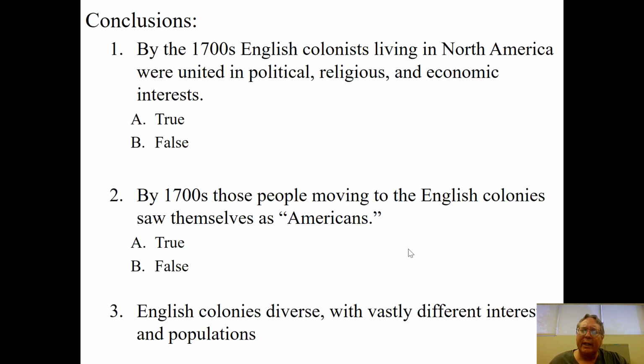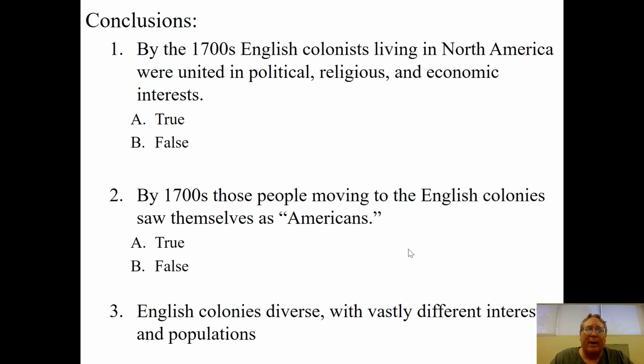Now, a couple things I want to end with, a couple more questions for you. Something to think about based on these lectures. Could we say by the 1700s that English colonists living in North America were united in political, religious, and economic interests? Is that a true statement or a false statement? Well, you should be able to say that that's false, right? They're not all following the same types of politics. They're not all following the same religions. They're not all following the same economic interests. They are tied together loosely, but they're not all doing exactly the same thing.